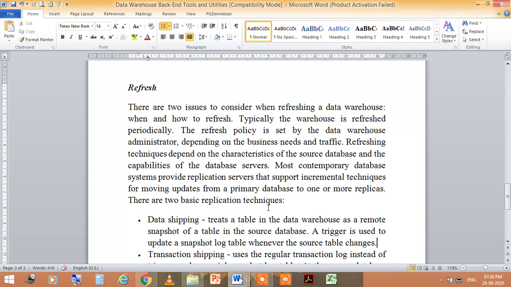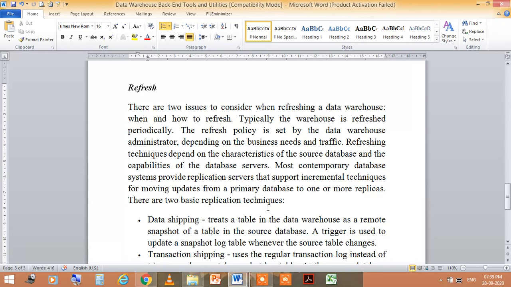There are two issues to consider when refreshing a data warehouse: when and how to refresh. Typically the warehouse is refreshed periodically. The refresh policy is set by the data warehouse administrator depending on the business needs, and refreshing techniques depend on the characteristics of the source database and the capabilities of the database servers. Most contemporary database systems provide replication servers that support incremental techniques for moving updates from a primary database to one or more replicas.